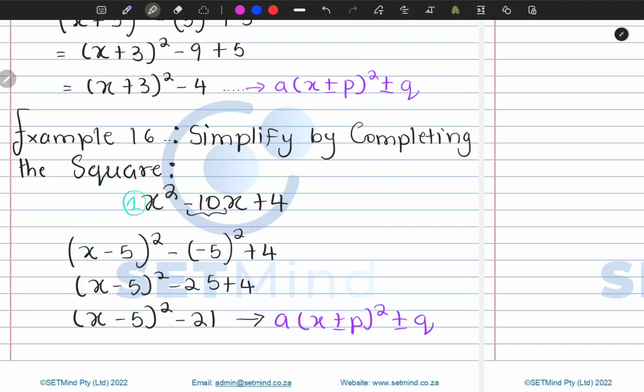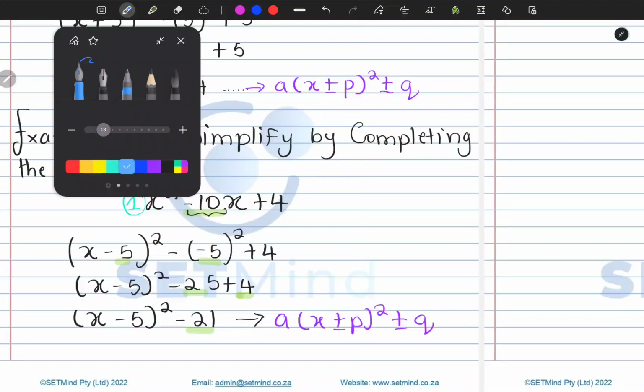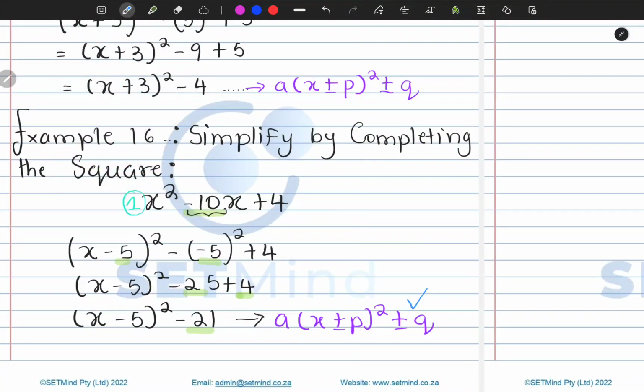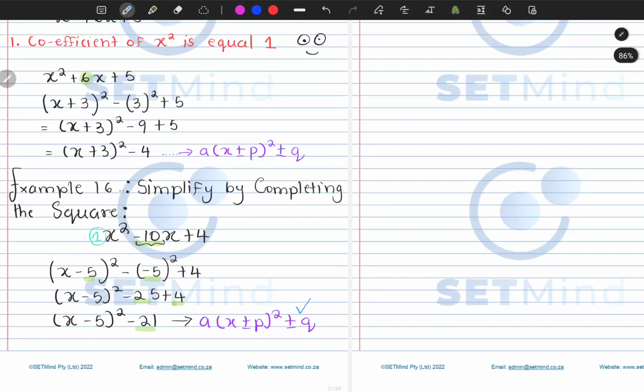So all we did was to halve the coefficient of x, which was minus 10. We get minus 5, and we always subtract that coefficient which we halved. We always subtract it squared and then add whatever was there. And we get negative 25 plus 4, which adds up to minus 21. And that looks like the standard form which we see on the right-hand side. Okay.